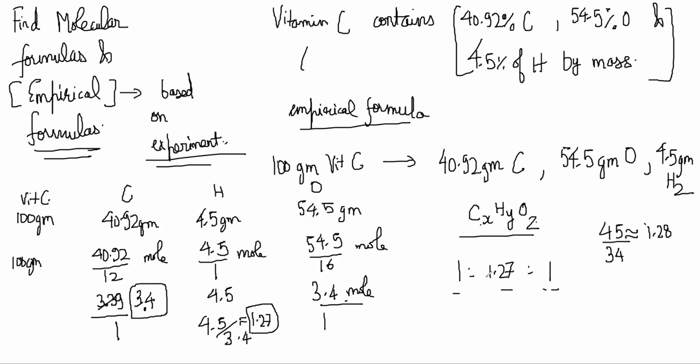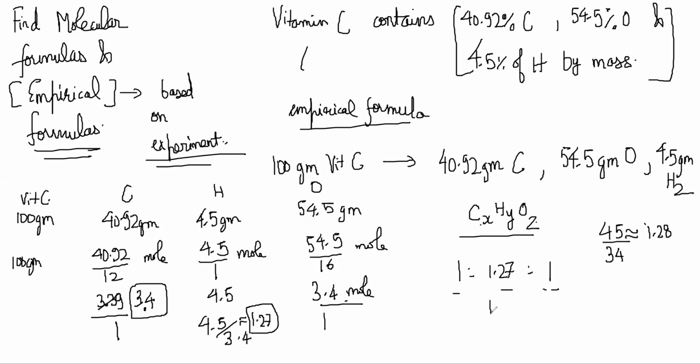So 1.27, how many times will you multiply to make it close to an integer at least? If you do 8 times or 7 times, what happens? 7 into 1.27, 7 into 127 is how much? 889. Not very close to integers. 8 times, if you do, 8 into 127 is 1016, right? Okay, so that is close to it.